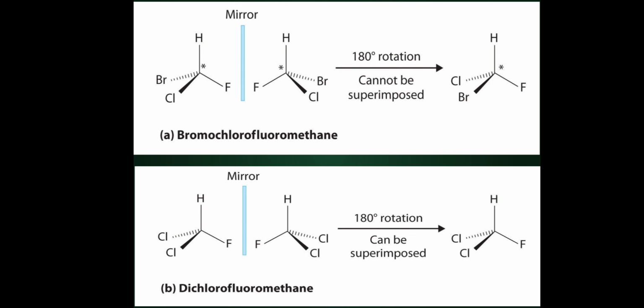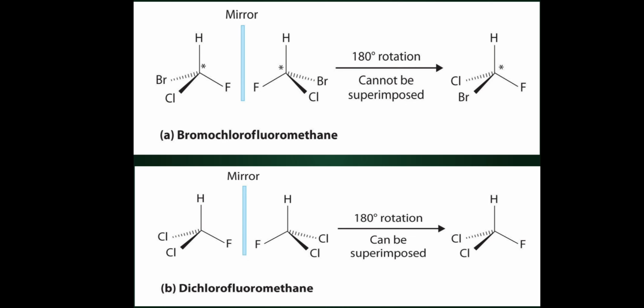Unlike bromochlorofluoromethane, which is different. Why? Because the groups bonded to the structure are not the same. It has one chlorine, one bromine, and one fluorine. So that is why it is not the same if you rotate it by 180 degrees. I hope you understand now the meaning of superimposable.